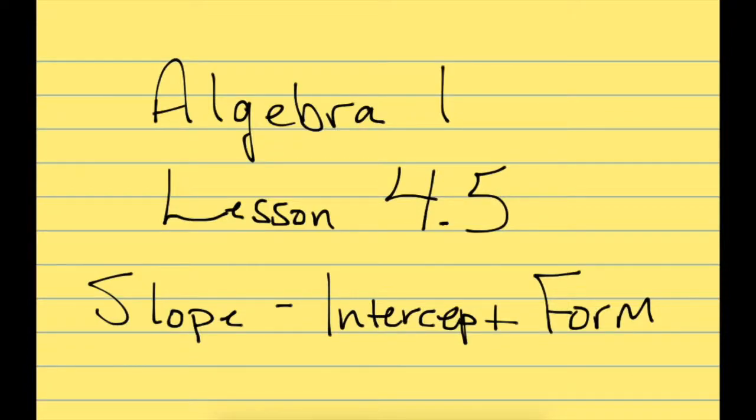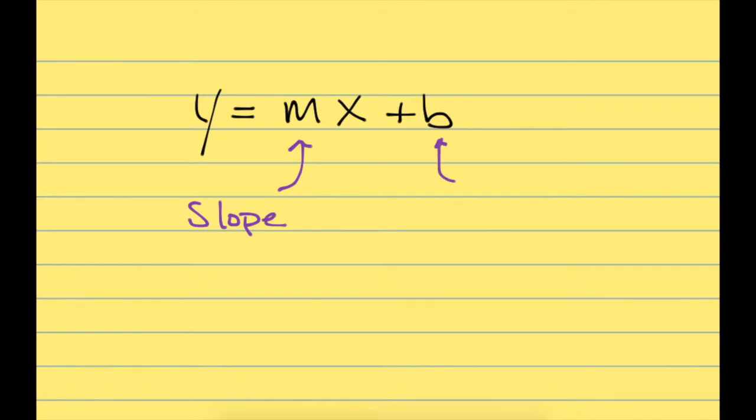Today we're learning slope-intercept form of the equation of a line. Now the general setup for slope-intercept form is y equals mx plus b. This is the form that we always want a line to be in when we're looking for slope and y-intercept. So when we have it in this form, m represents the slope of the line and b represents the y-intercept. So that's the easiest way to identify what the slope and the y-intercept of a line is.